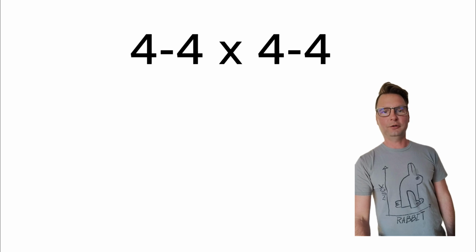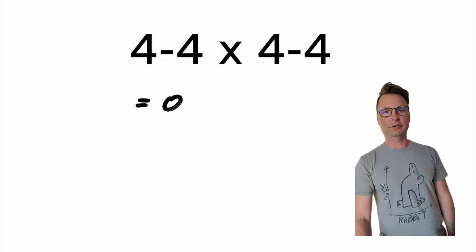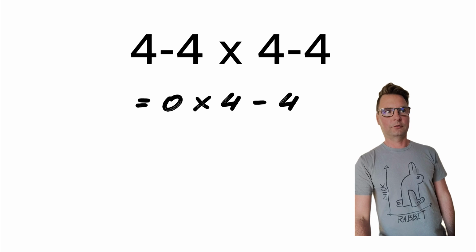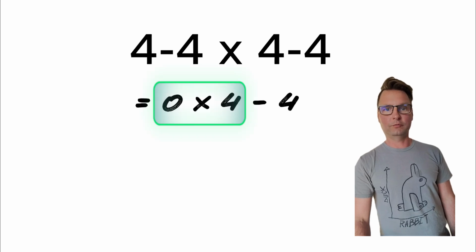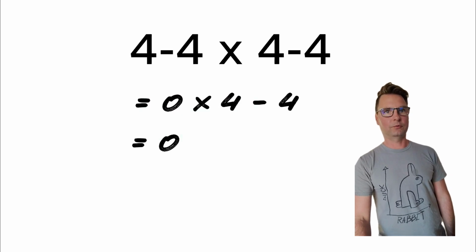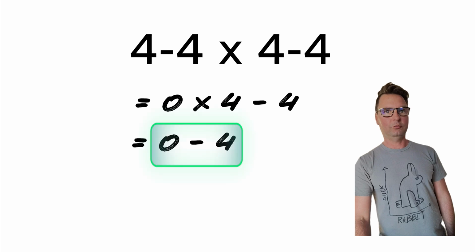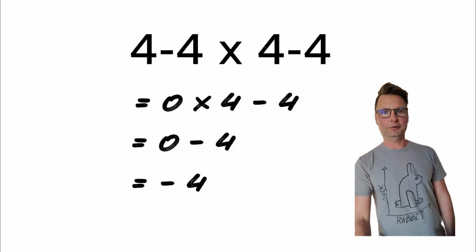So if we go left to right, 4 minus 4 equals 0. Then we bring down the rest, and we get 0 times 4 minus 4. Then we have 0 times 4 equals 0. Bring it down, we get 0 minus 4. And 0 minus 4 gives us negative 4.